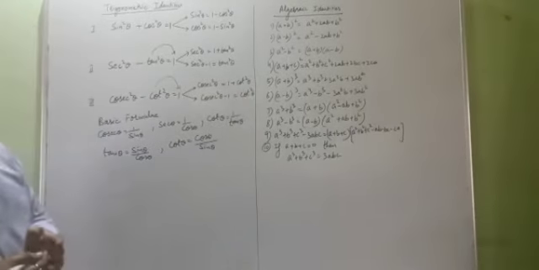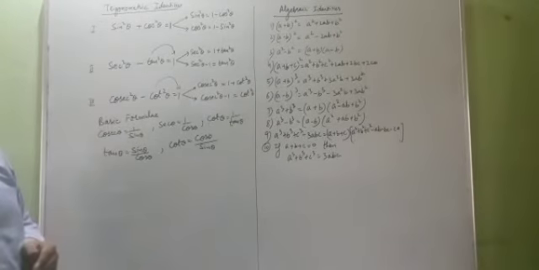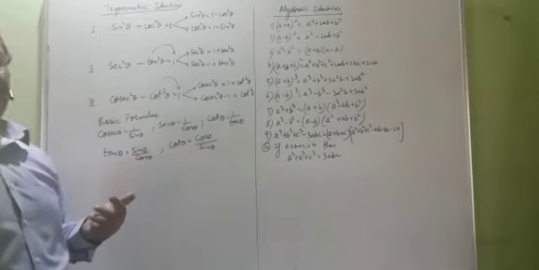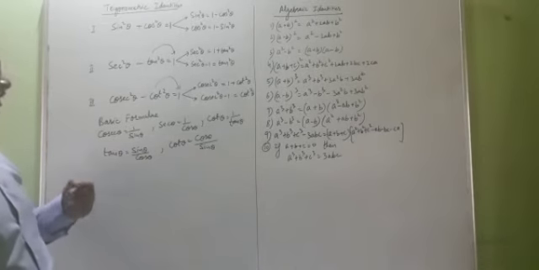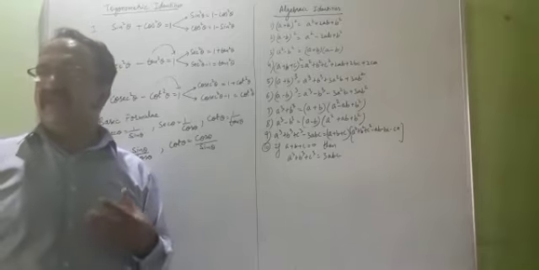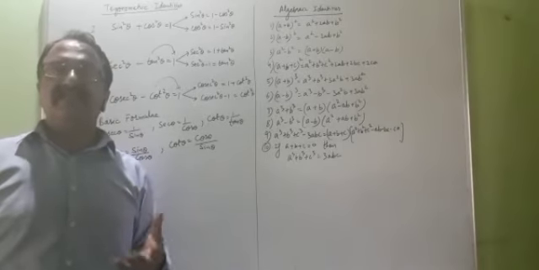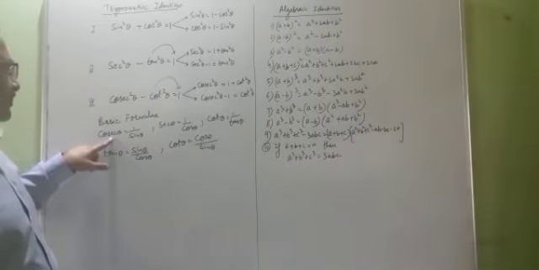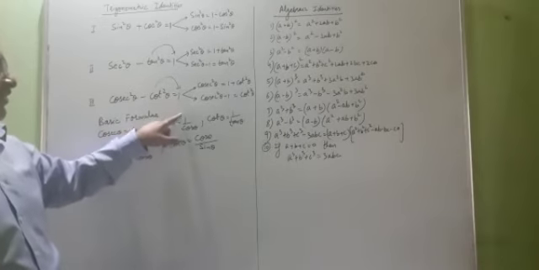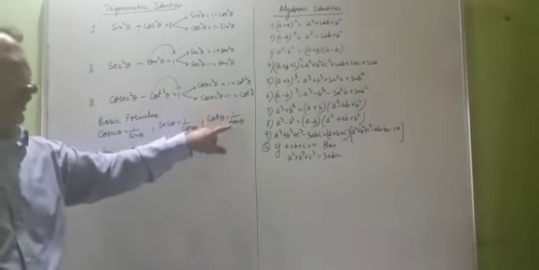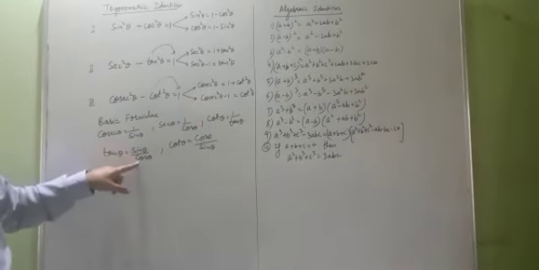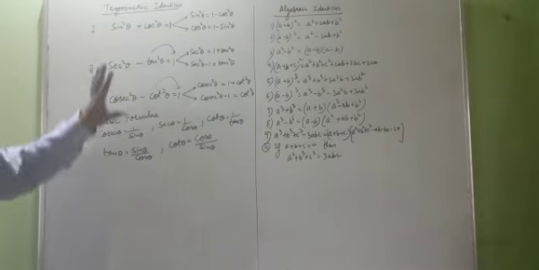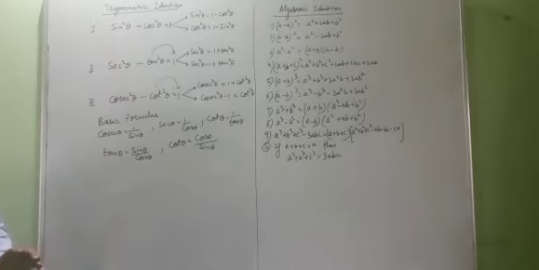Now, my identities are in squares. But every question cannot be in squares. It can have power more than 2 or less than 2. So then I have to convert the question in terms of simple ratios, the basic ratios, that is sine, cos and tan. So you must know the basic formulas also. Cosec theta equal to 1 upon sine theta, sec theta equal to 1 upon cos theta, cot theta equal to 1 upon tan theta, tan theta equal to sine theta upon cos theta, and cot theta equal to cos theta upon sine theta. So these many trigonometric formulas we must know.